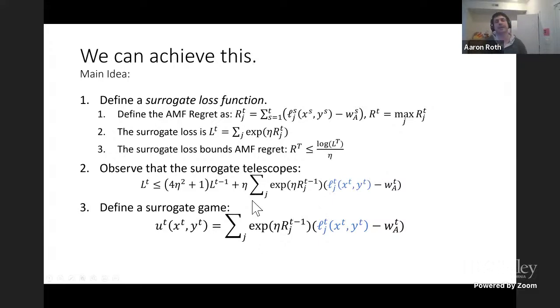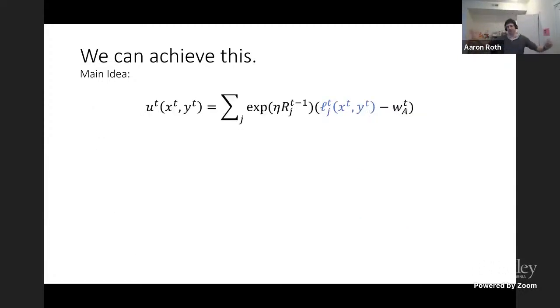And so maybe I'll define a surrogate game that I'm going to play in, a zero-sum game, where the utility function is just equal to this second term here, the term that's going to bound my increase in surrogate loss. And note that in this surrogate game, what we have is a weighted sum of loss functions that are each convex-concave rather than a maximum. And so sums are nice. A sum of convex-concave loss functions is itself convex-concave. And so this surrogate game is convex-concave, and the minimax theorem applies. Okay, so this is our surrogate game.